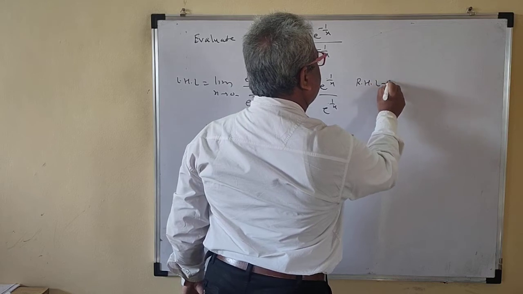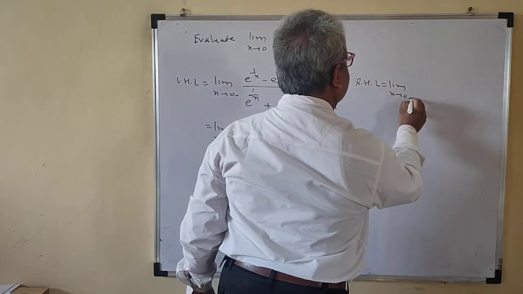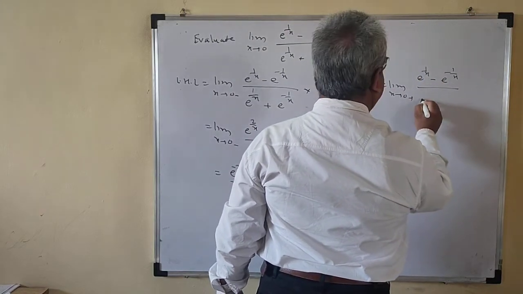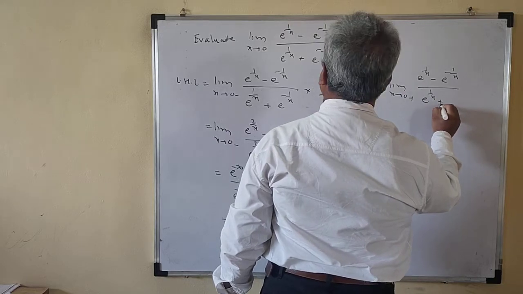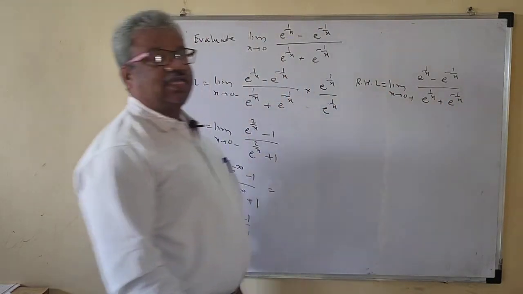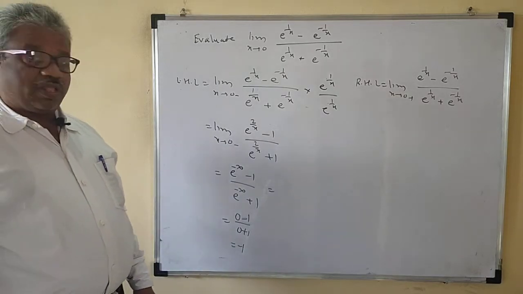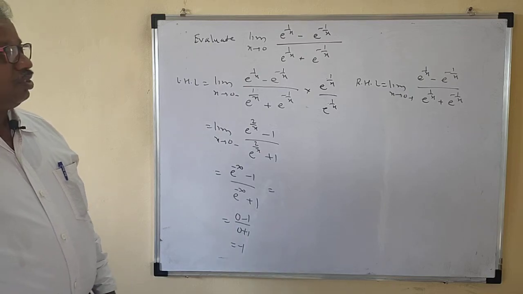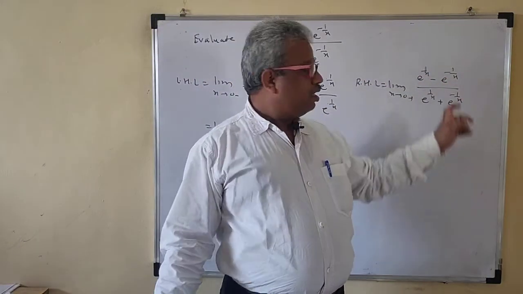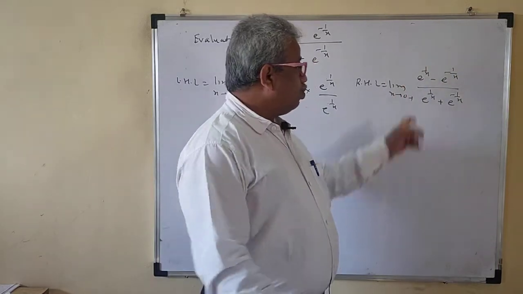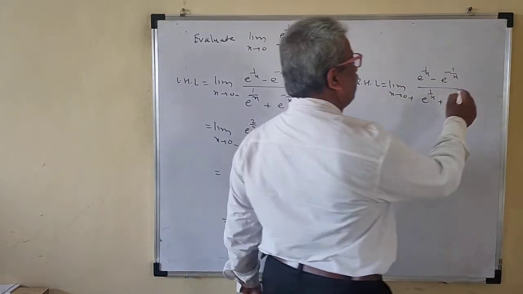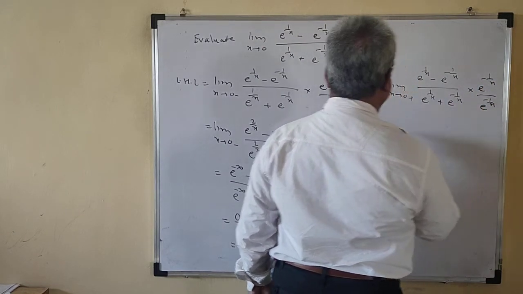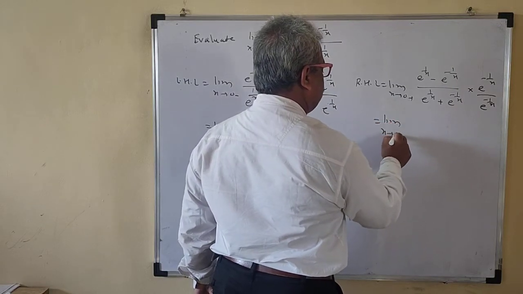So right hand limit, limit x tends to 0 plus of e raised to 1 upon x minus e raised to minus 1 upon x, over e raised to 1 upon x plus e raised to minus 1 upon x. Now x tends to 0 plus, 1 by x tends to plus infinity, minus 1 by x tends to minus infinity, and e raised to minus infinity is 0. So here you want e raised to minus 1 by x, you don't want e raised to 1 by x. So we will multiply and divide by e raised to minus 1 by x here.